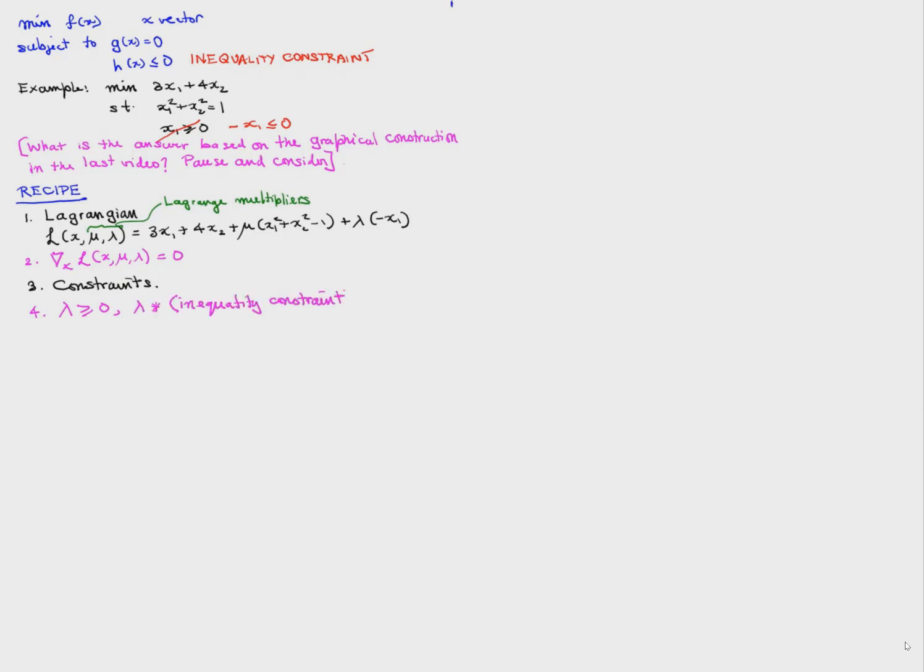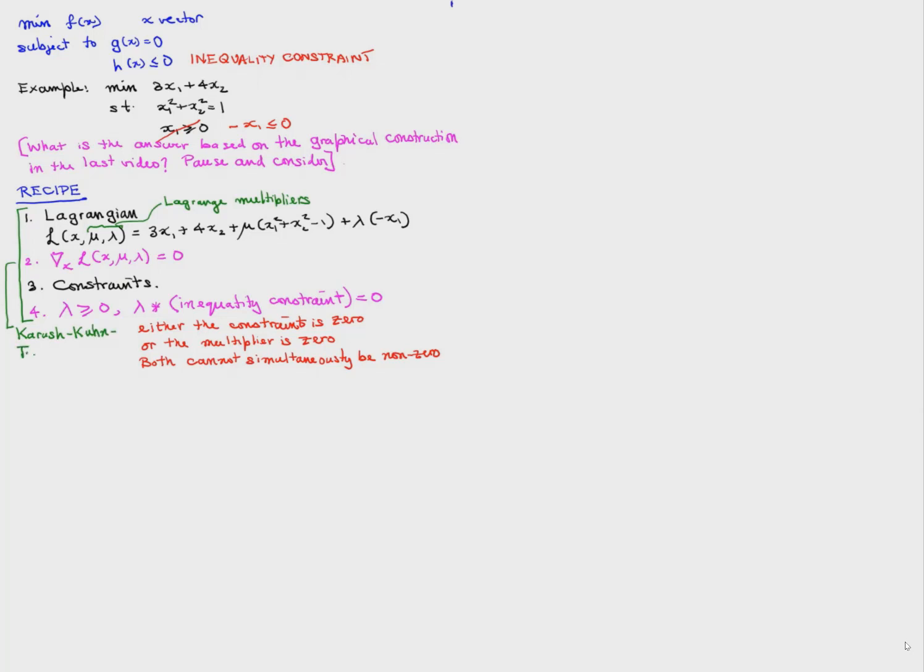There is now a fourth step with the inequality constraints that says that lambda, the Lagrange multiplier corresponding to the inequality constraints, is greater than or equal to 0, and the product of the Lagrange multiplier and the inequality constraint is equal to 0. What this means is either the constraint is 0 or the multiplier is 0. Both cannot simultaneously be non-zero. Now these conditions are called the Karush-Kuhn-Tucker conditions, or KKT conditions, after the mathematicians who formulated them.